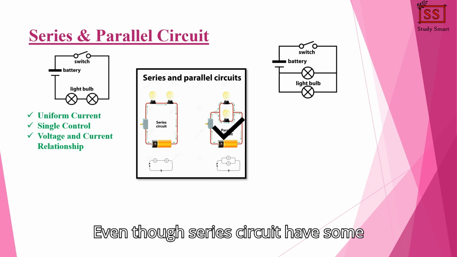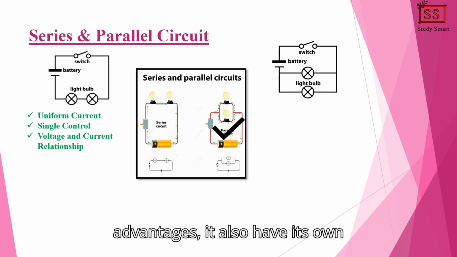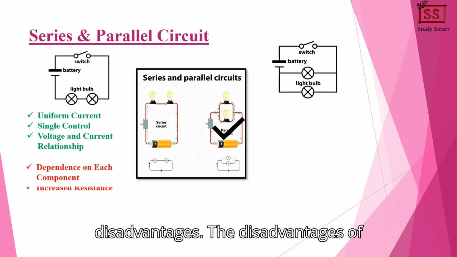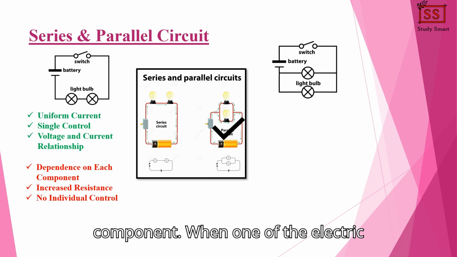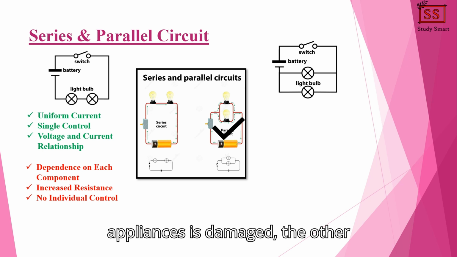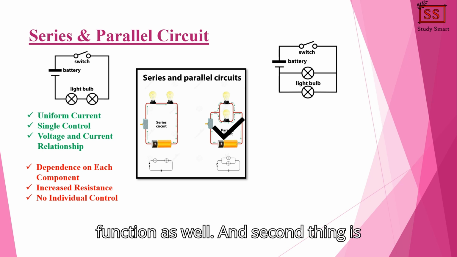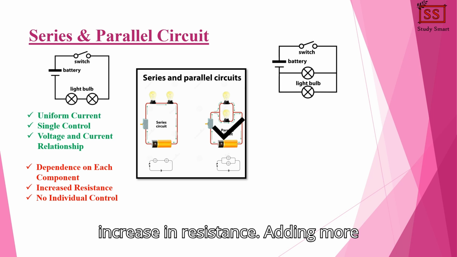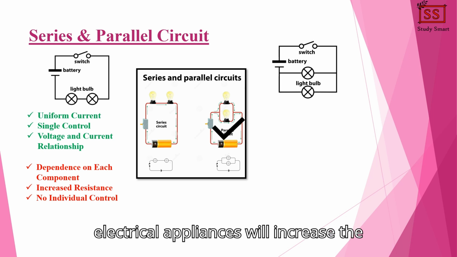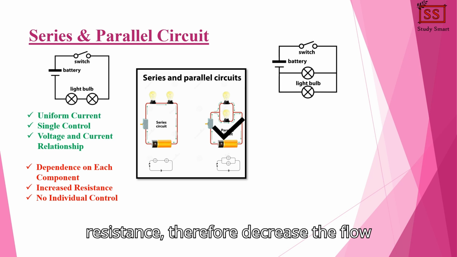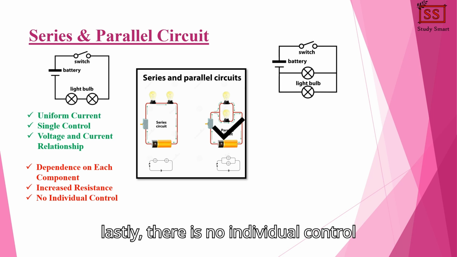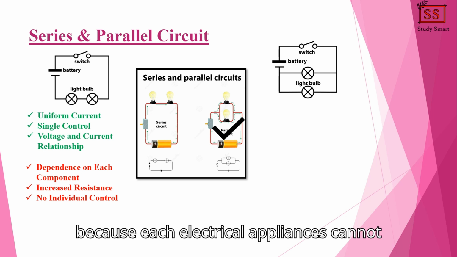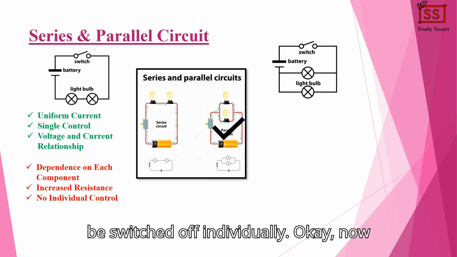Even though series circuit have some advantages, it also has its own disadvantages. The first disadvantage of series circuit is dependence on each component. When one of the electrical appliances is damaged, the other electrical appliances will stop functioning as well. The second is increase in resistance. Adding more electrical appliances will increase the resistance, therefore decreasing the flow of the current in a series circuit. And lastly, there is no individual control because each electrical appliance cannot be switched off individually.